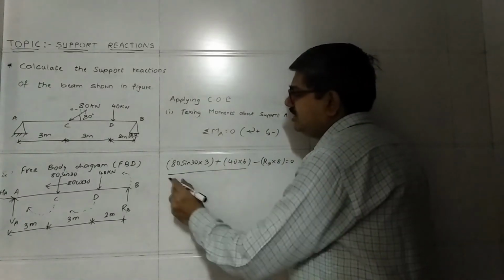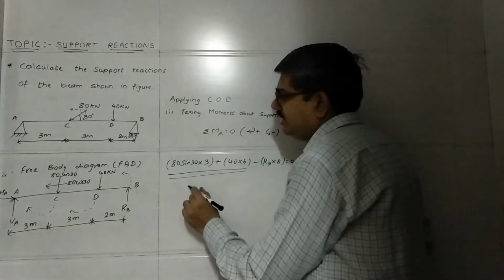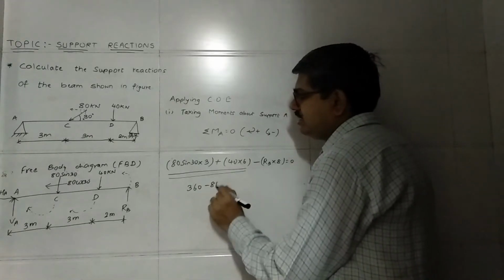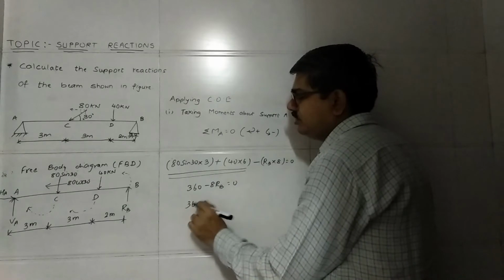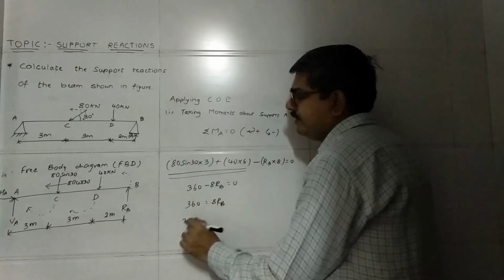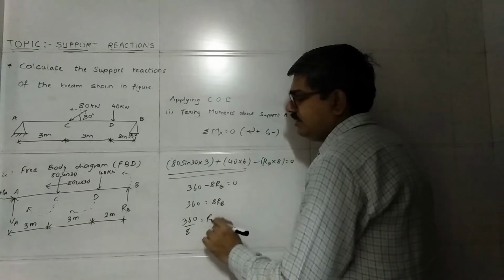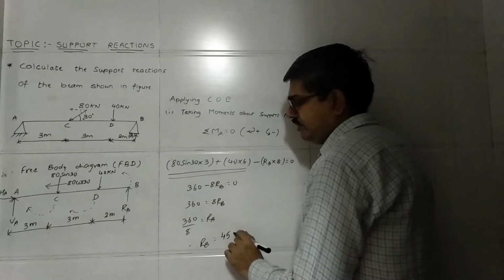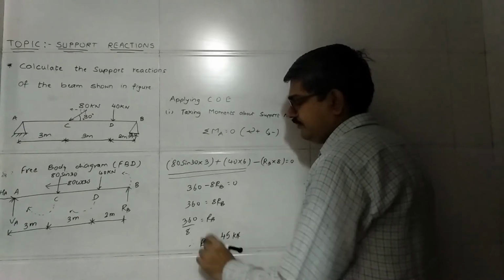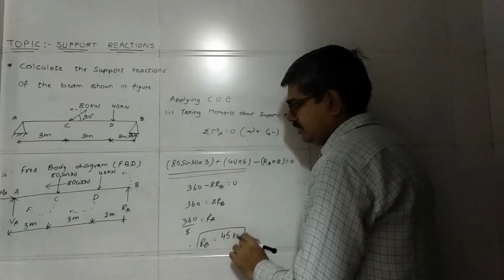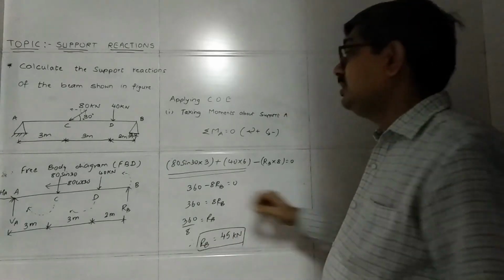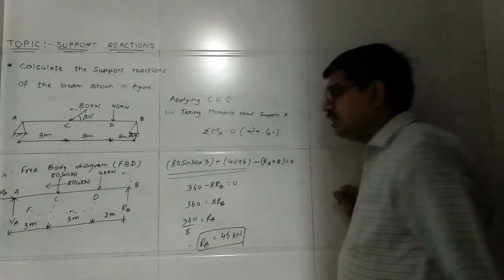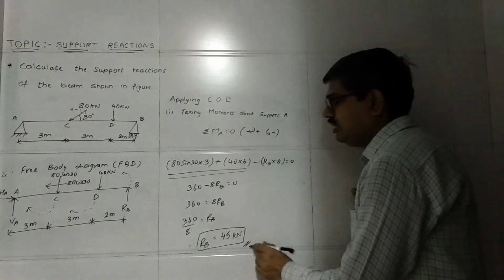Now when you solve this in calculator, this value you will get 360. Minus 8 RB is equal to 0. So 360 is equal to 8 RB. 360 upon 8 is equal to RB. Therefore, the value of RB will be 45 kilonewtons. Since the unit of forces acting on the beam is kilonewton, you will also get this one in kilonewtons. So 45 kilonewtons, that is the value of reaction at B, RB.